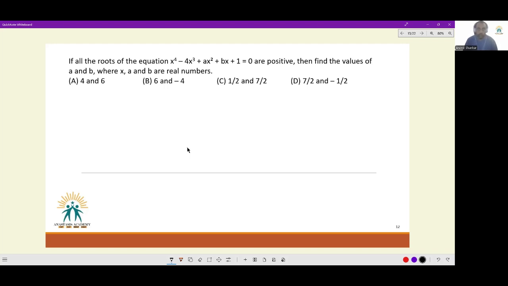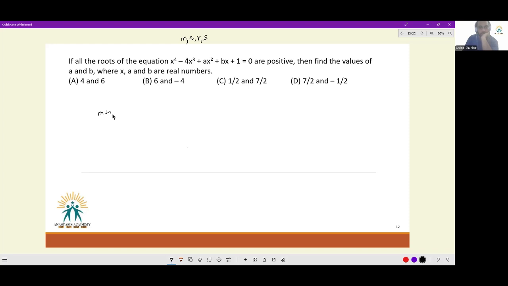Okay. This is wonderful. Hopefully you can see. There are going to be 4 roots. Let those 4 roots be m, n, r, and s.